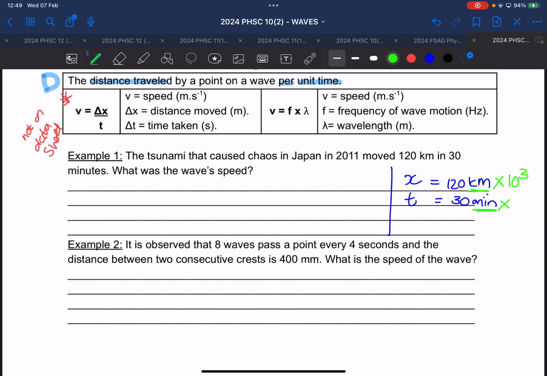Are you guys writing down? Are you multiplying? So that's 30, you're going to multiply by 60. Right. Then they ask what is the wave speed. So they ask for V.